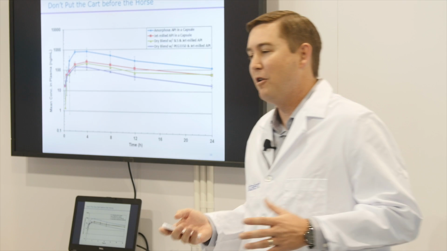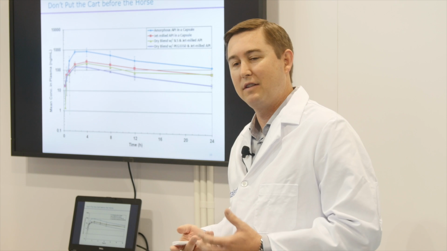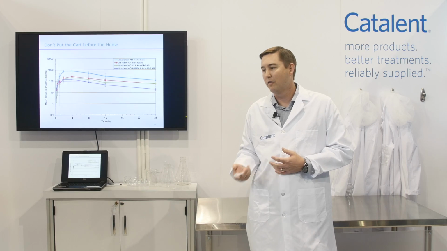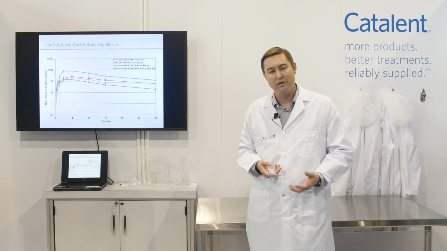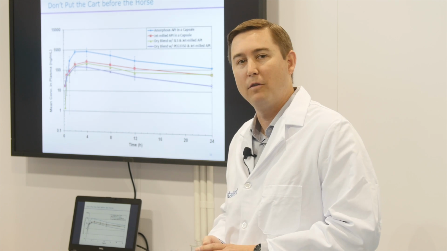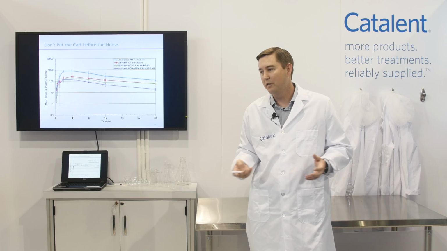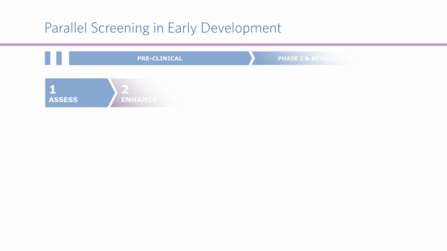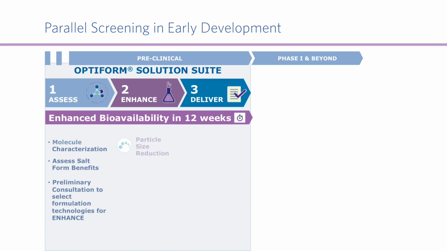At the end of the day, the purpose of doing a dispersion is to see if you're going to have an advantage in vivo over other delivery technologies, other formulations. Something we do here at Catalent is an OptiForm Solution Suite, where we take an agnostic approach at different types of formulations. Spray drying is just one of them. You would take that data in vivo and generate these types of PK profiles.